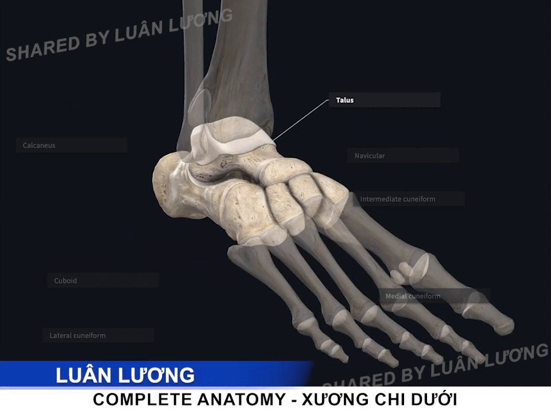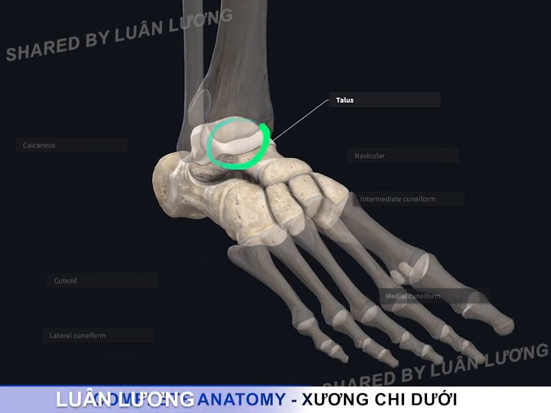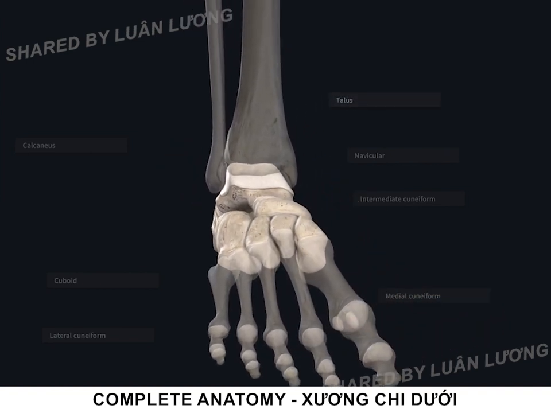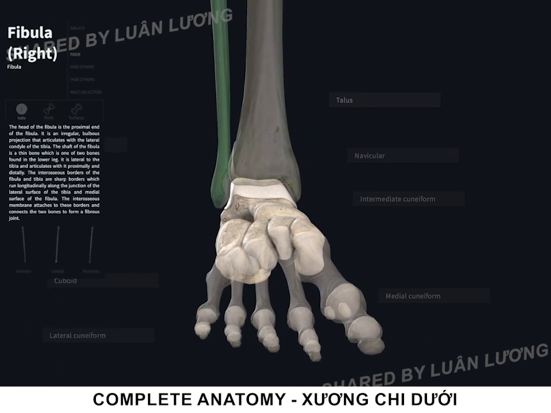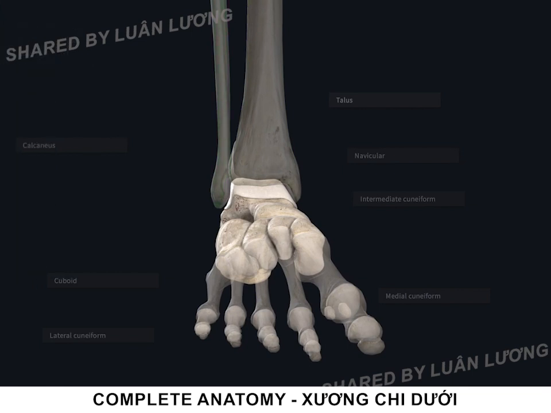So as I mentioned, this is the most superior of all of the tarsal bones, and it's the bone that directly meets up with, or articulates with, the bones at the ankle, mainly the tibia and the fibula. Now you may notice that this is a nice square-shaped appearance where these bones meet up, and the tibia is going to have an extension that reinforces this joint medially, known as the medial malleolus, while the fibula reinforces this joint laterally at the lateral malleolus.